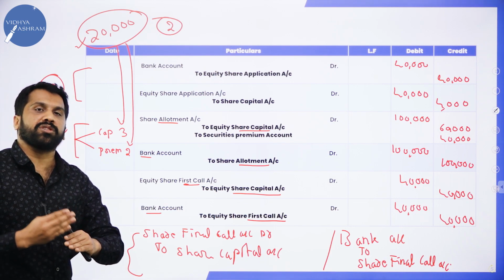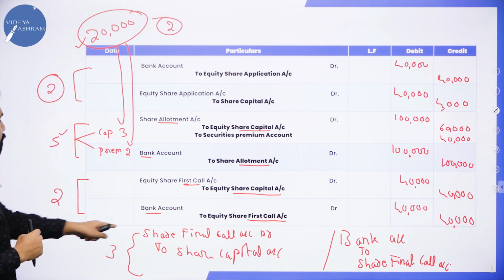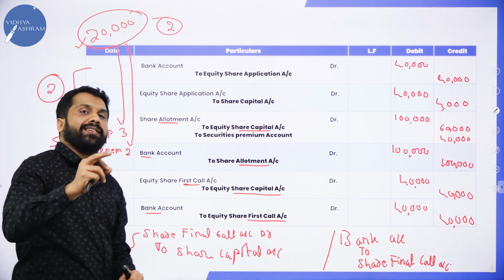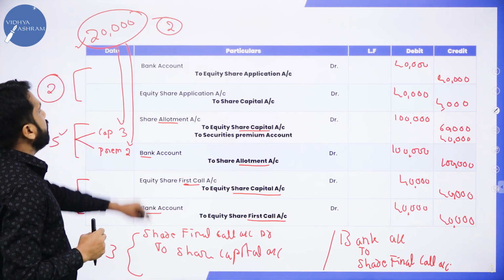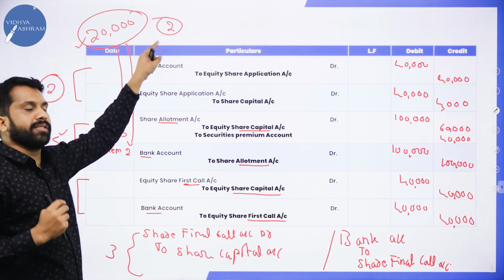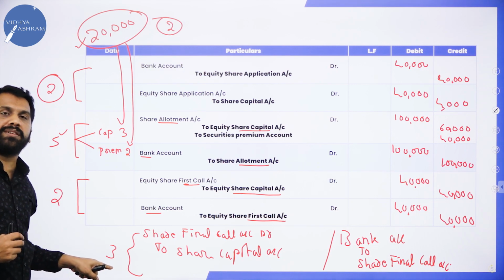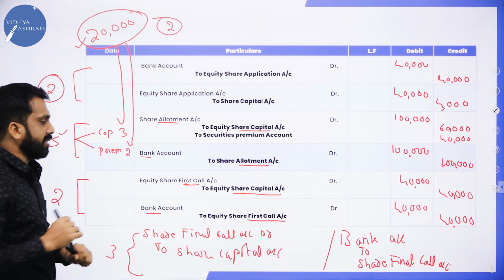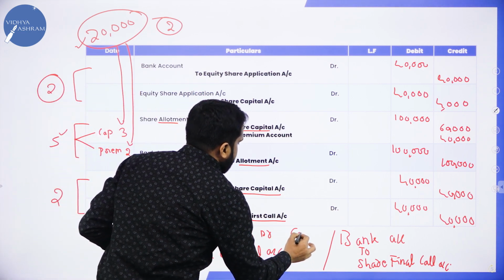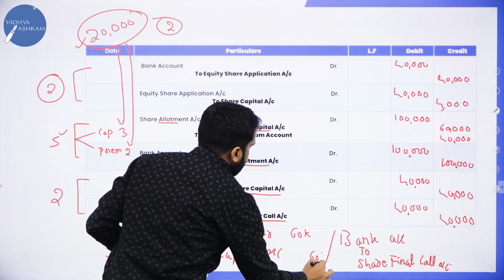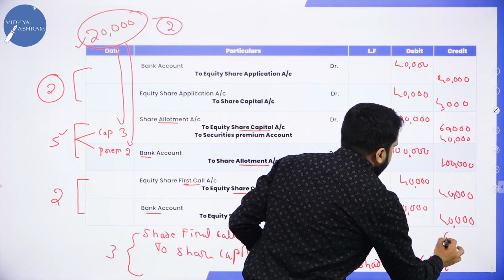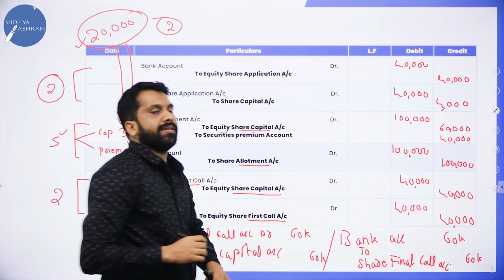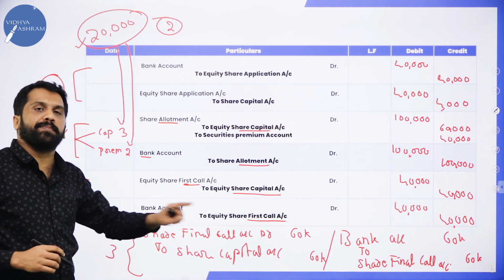Now, the last final thing is your final call, share final call. How to calculate share final call? Simple. Number of shares 20,000. Your final call money how much? 3. 20,000 into 3 how much? 60,000. So it will be 60,000 and 60,000. Similarly, 60,000 and 60,000. This is your complete problem.